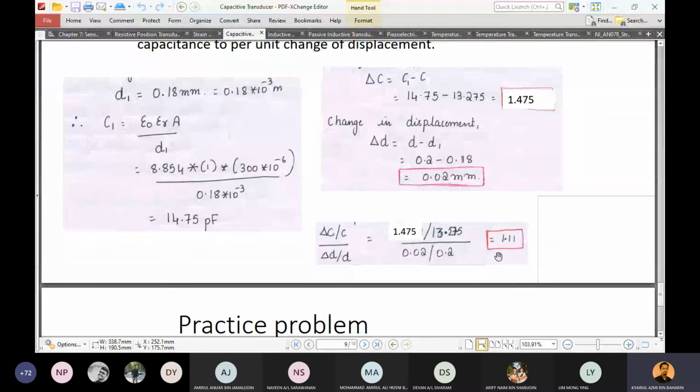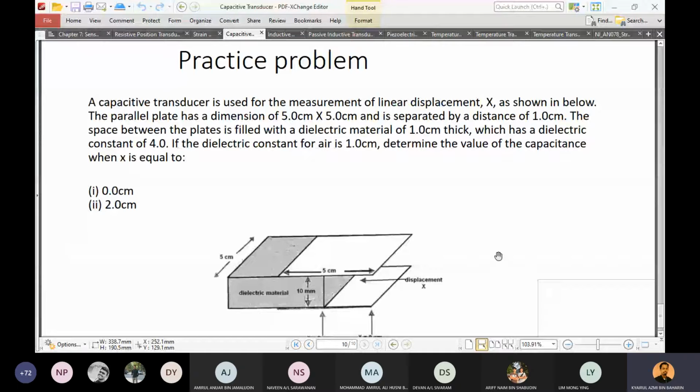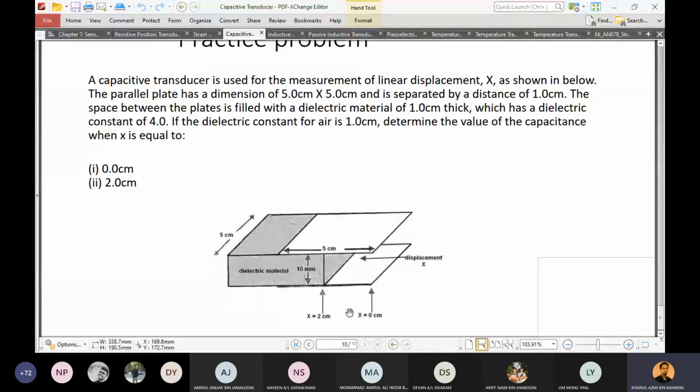Okay, so this is a practice problem. This one is for the second principle, where we change the amount of overlapping area. You can try this on your own, and if you are stuck or you have any problems, you need to let me know.